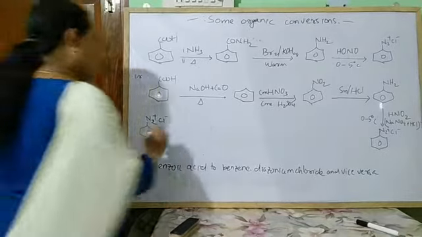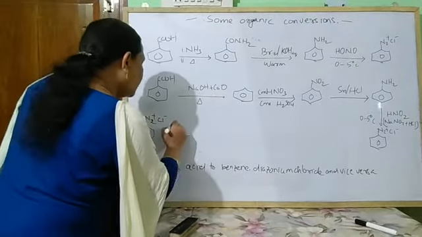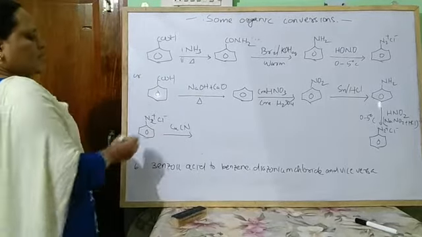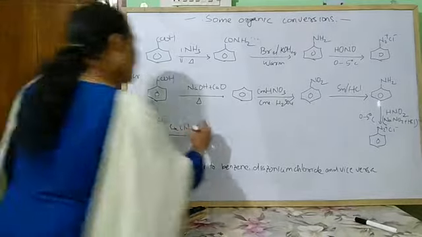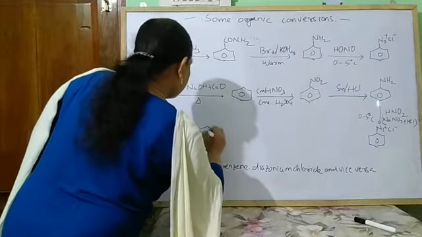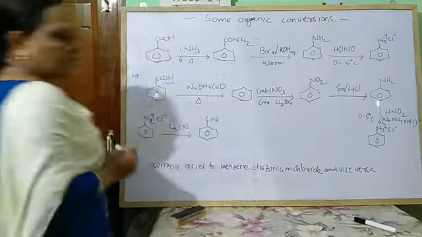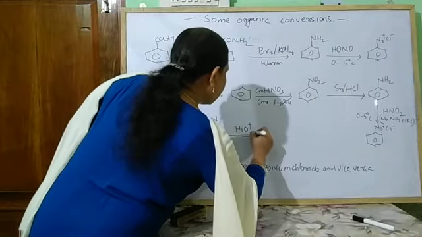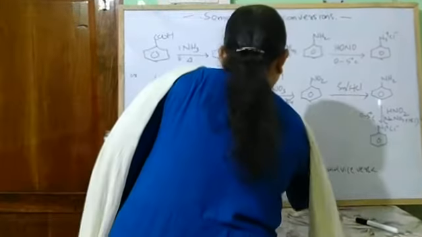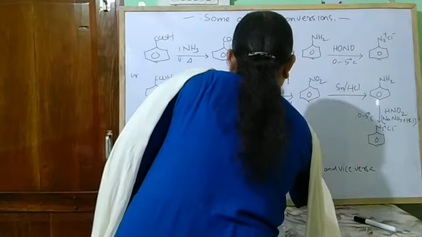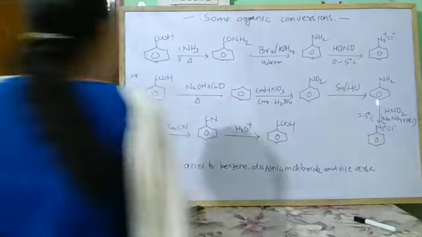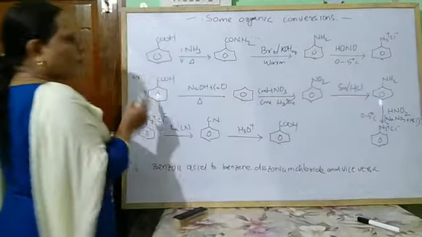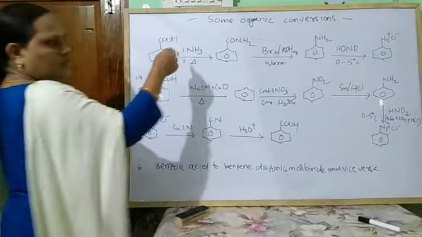Benzene diazonium chloride, when treated with copper cyanide in presence of potassium cyanide, the reaction takes place. So simply write down copper cyanide. It forms cyanobenzene or benzonitrile. When it undergoes hydrolysis, it forms benzoic acid. So this is benzoic acid to BDC, by two types of reaction.